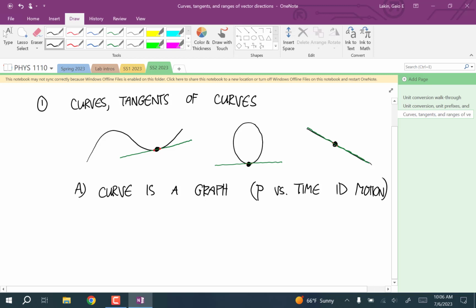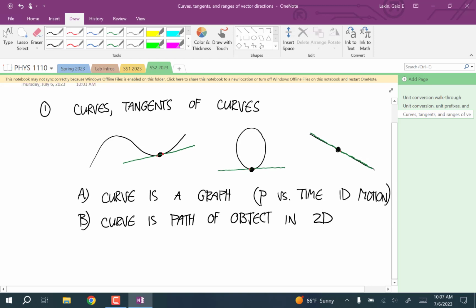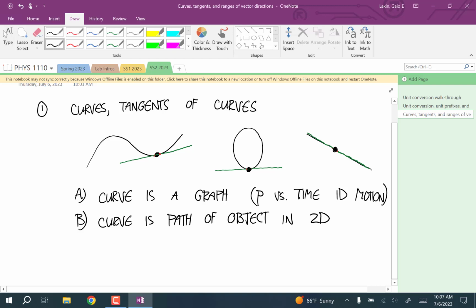And then the second thing that we're going to deal with is when the curve represents the path of an object in 2 dimensions. So right away you can see that you have to be very clear which one of these you're dealing with, because they're 2 totally different things. Are you dealing with 1-dimensional motion, or are you dealing with 2-dimensional motion? You obviously can't treat those the same.